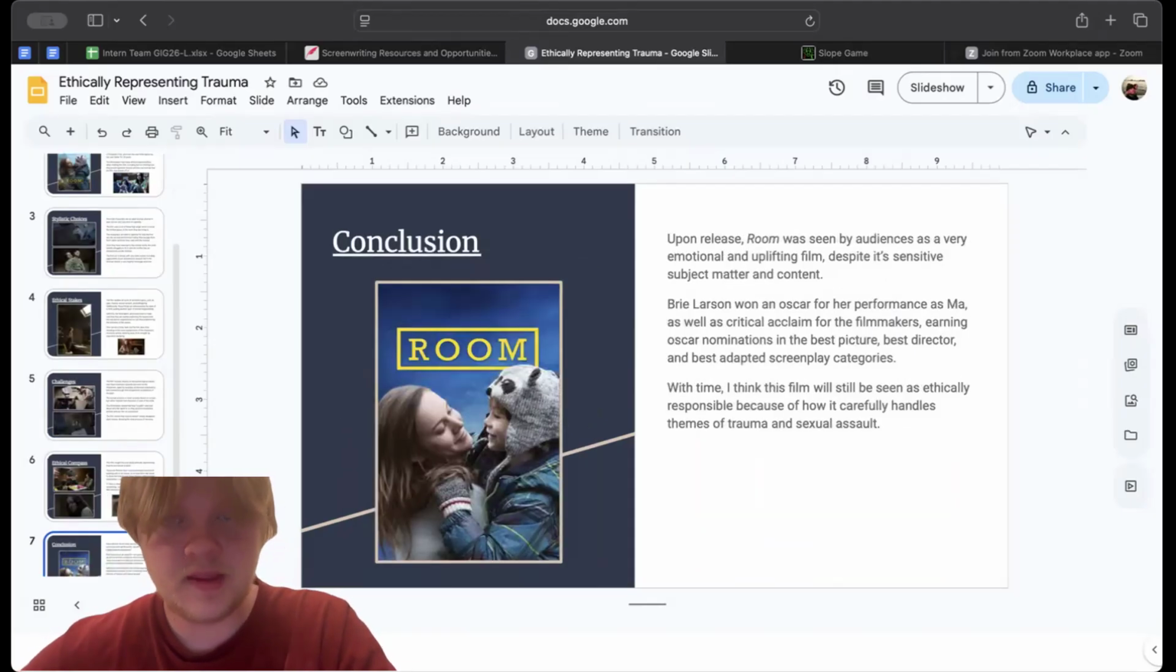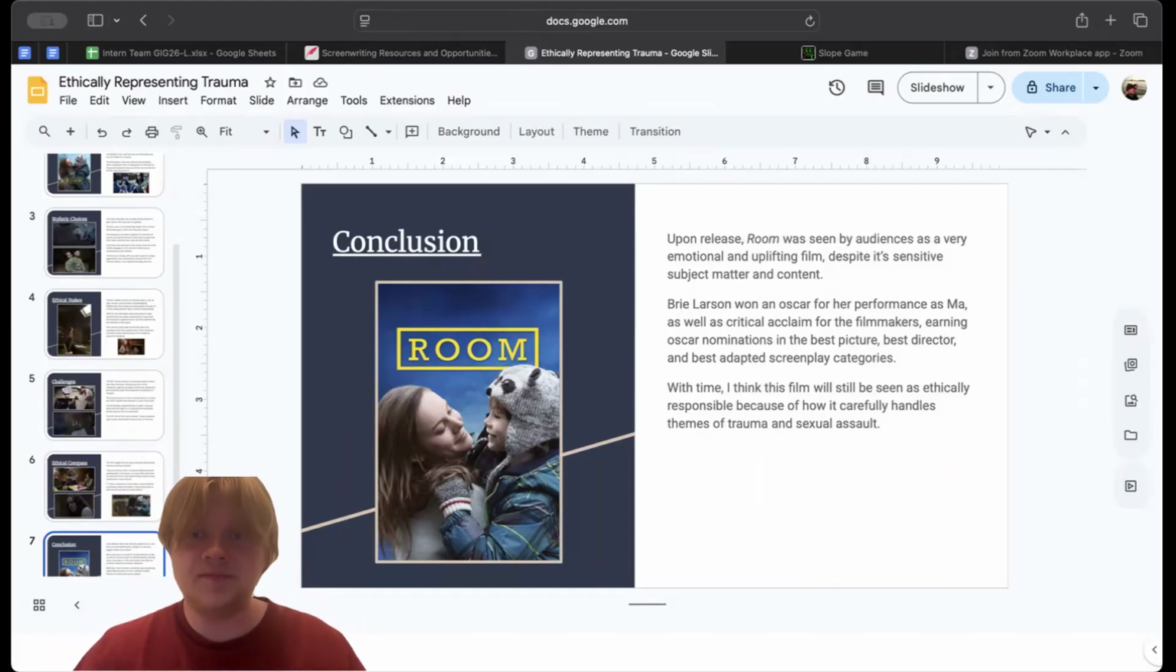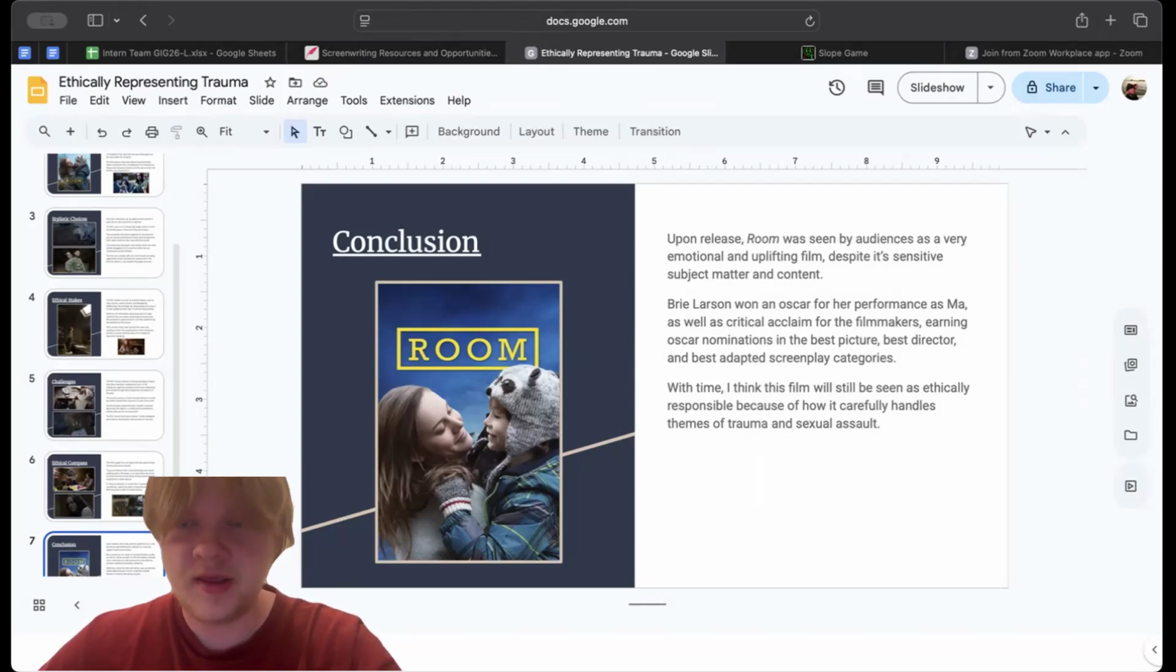So yeah. In conclusion, upon release, Room was seen by audiences as a very emotional and uplifting film, despite its sensitive subject matter and content. Brie Larson actually won an Oscar for her performance as the mother. And the film also got nominated for a few other Oscars, including Best Picture, Best Director, and Best Adapted Screenplay. This film is seen as very ethically responsible, but with time, I think that this film can be seen as even more ethically responsible in the future, just because of how carefully it handles these sensitive topics.